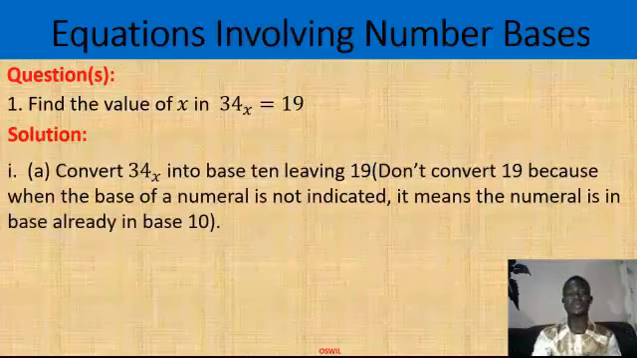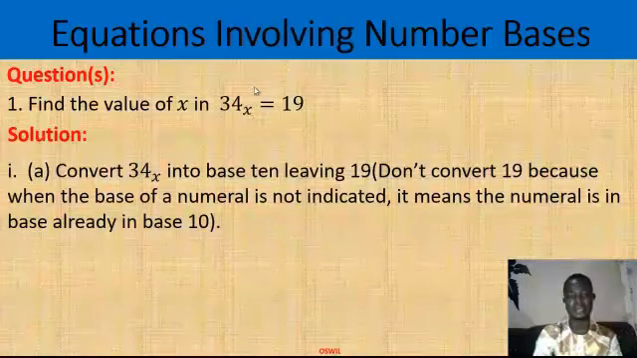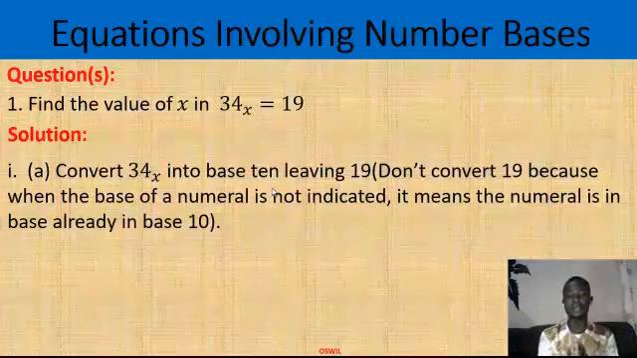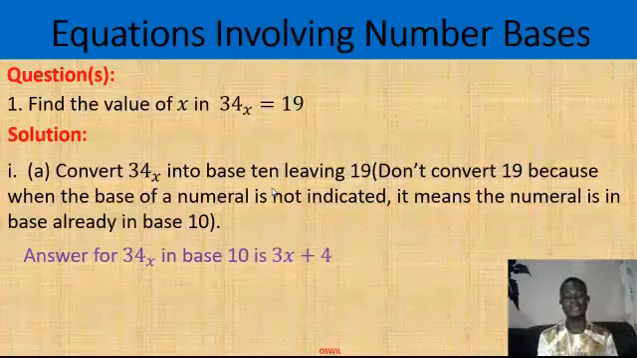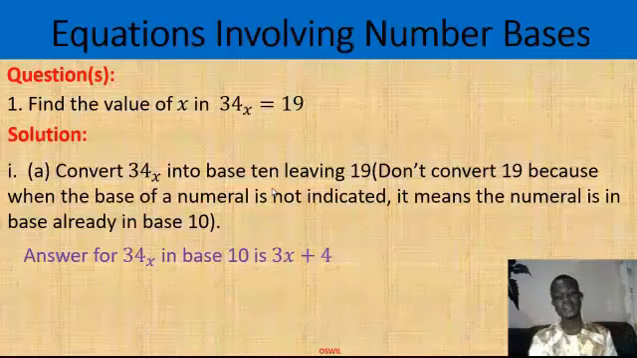First thing is convert the numeral 3, 4 base x into base 10. But for that of the 19, leave it as such, because when numerals are written without the base, it means that numeral is already in base 10. Pause the video and do that. The answer for 3, 4 base x in base 10 is 3x plus 4. If you had this answer, well done.